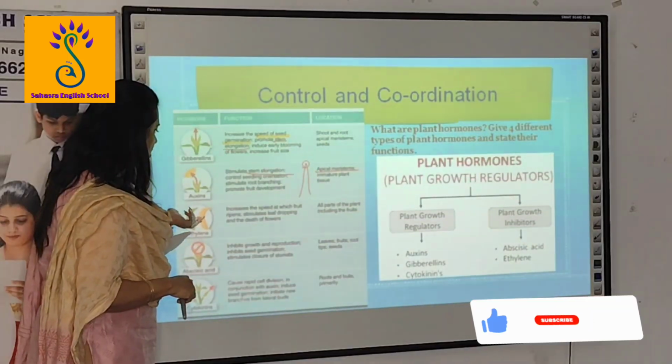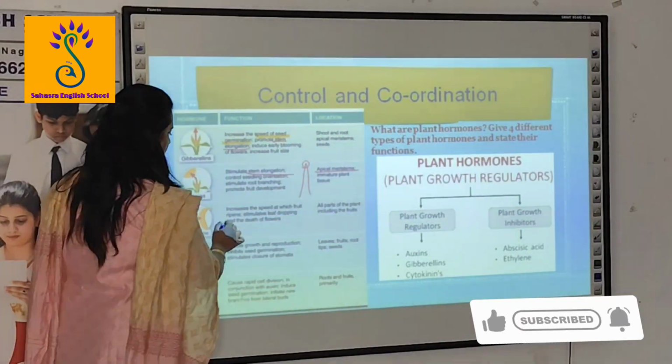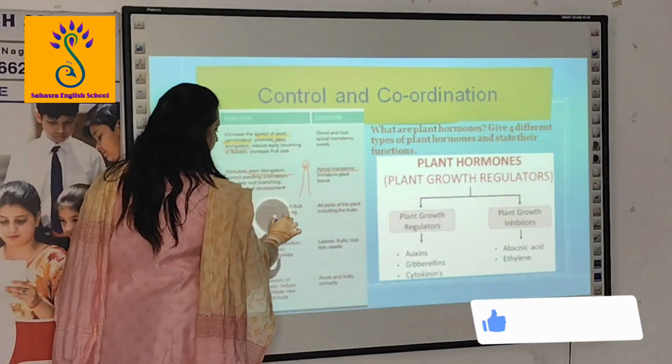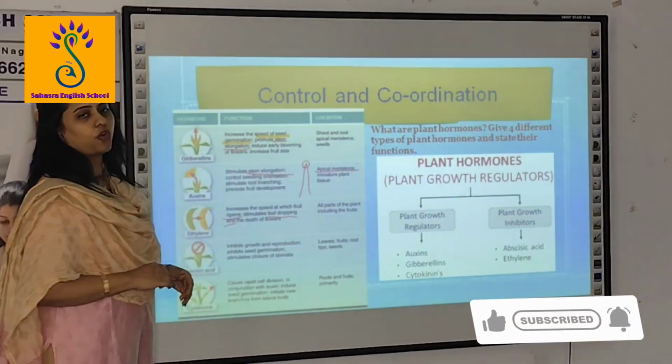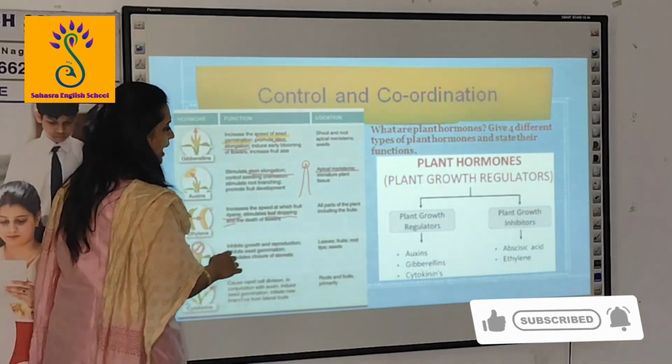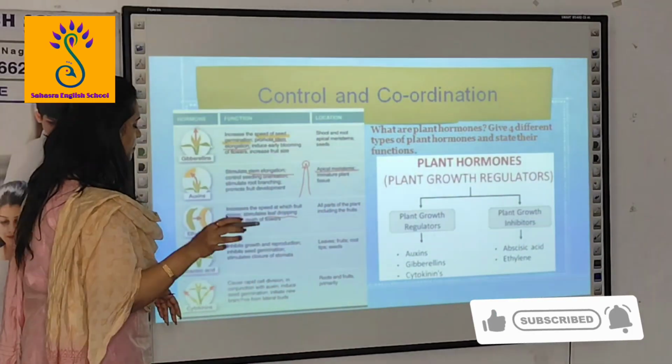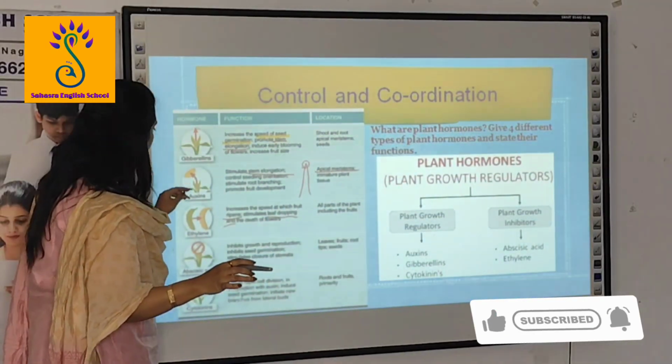Next, ethylene. It helps in fruit ripening. It is an inhibitor. It helps in leaf dropping. It is present in all parts of the plant, including fruits.